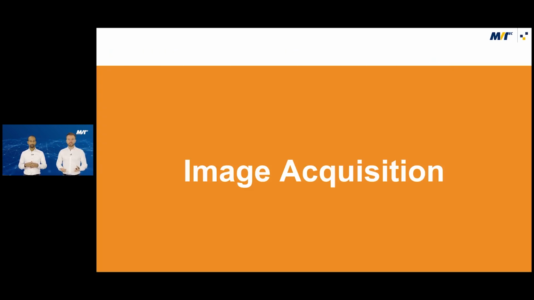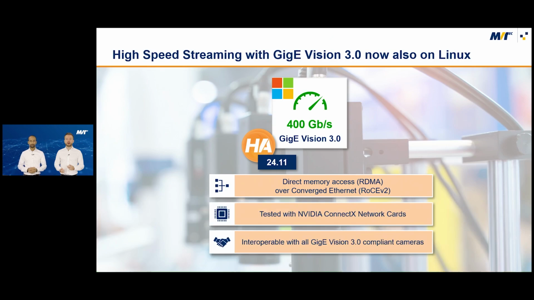For image acquisition, we offer various image acquisition interfaces. This time we have a new improvement for our GigE Vision interface. With HALCON 24.11, we have introduced GigE Vision 3.0, which is especially great for high bandwidth applications.